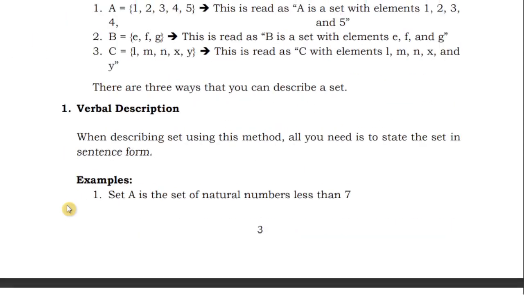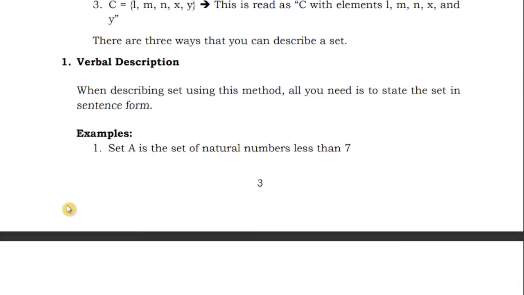Okay, we also have verbal description. When we say verbal description, it's just a statement that can be changed into a mathematical description or mathematical statement. Okay, given this, set A is a set of natural numbers less than 7. So A.